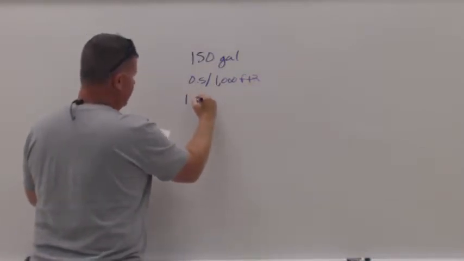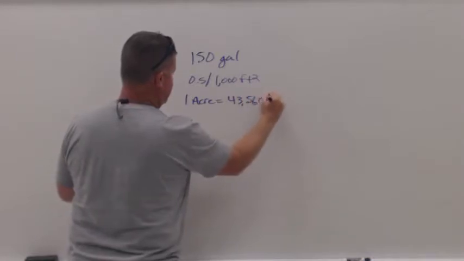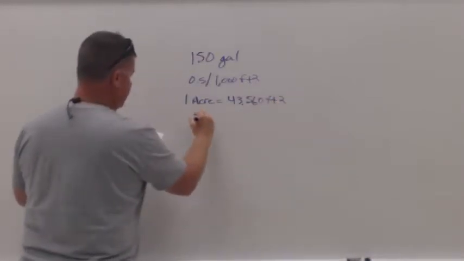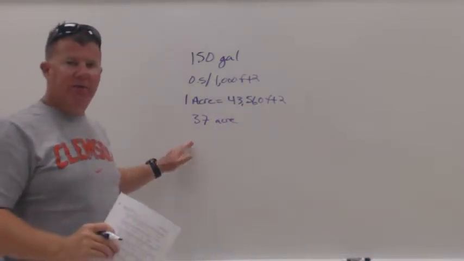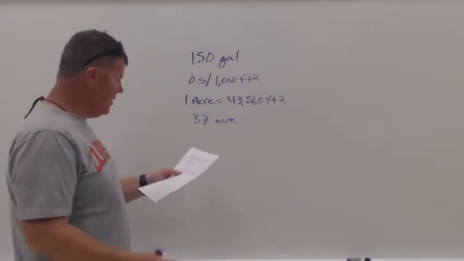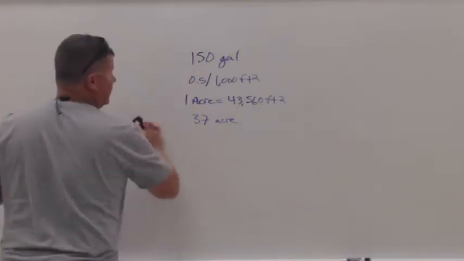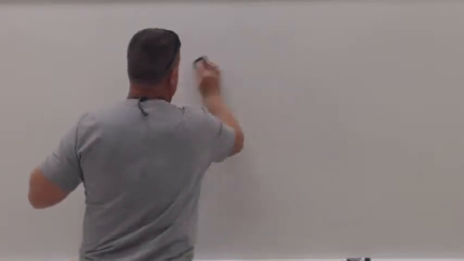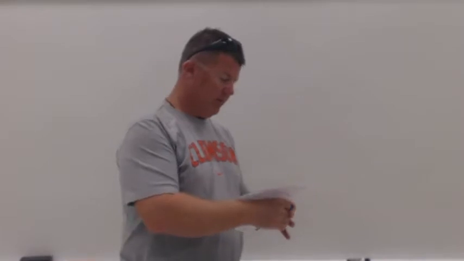And we know that 1 acre is 43,560 square feet, and we have a 37 acre site. This is all the information that the problem has given me. So I've written that down. It's on my piece of paper. I'm going to clear this so I can work the problem for you guys. So we wrote down the information that the problem gives us.